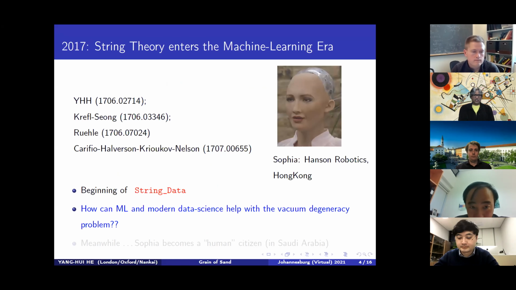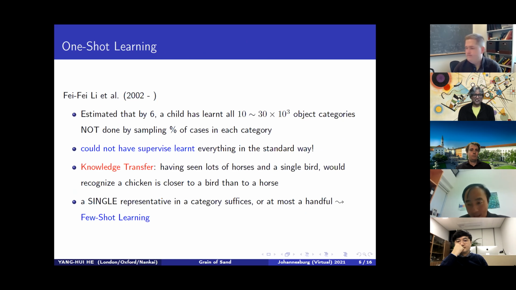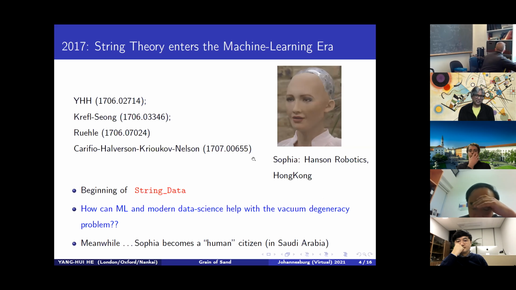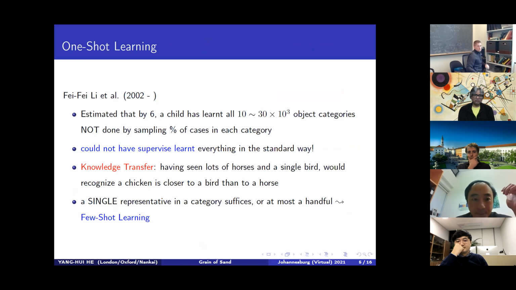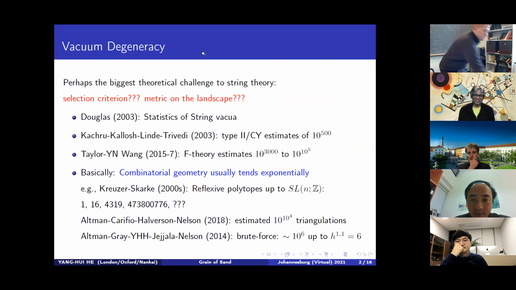So as string theory enters the machine learning era, as Mike said, this is the 4th meeting now for string data. It's kind of wonderful. For us, it started in 2017, which is very appropriate because that was the same year that Sophia from Hanson Robotics officially became a human citizen. Like, this person now in the country of Saudi Arabia has human rights, which I think is quite remarkable. So 2017 is a good year. Given this paradigm of machine learning, it's natural to see what we can do with such proliferation of data.